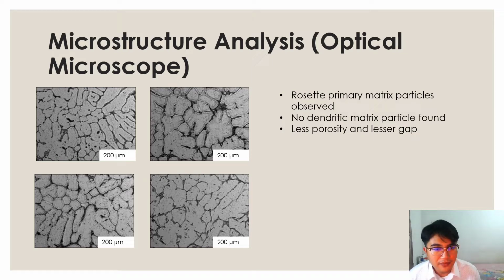From the OM, we can see that there is less porosity and smaller grains due to the fragmentation of dendritic arms. Under 200 times magnification, you can see that there are no longer dendritic arms or dendritic presence in the microstructure. From here, we can see that after going through the stirring time or stirring rate, the disintegration of dendrite arms has occurred, they are no longer found, and the rosette particles are found.